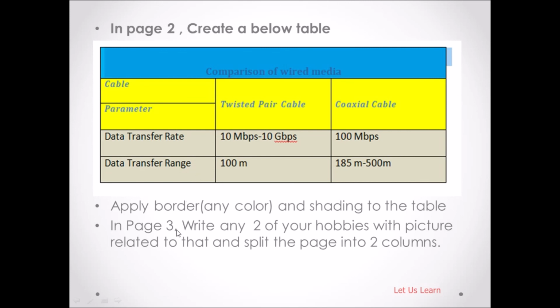Okay, in the third page you have to write any two of your hobbies, and you can insert a picture also in that. After doing that, you have to split the page into two columns. Means, as we discussed the page columns, right? Using that concept, you have to split the page into two columns. So in the single page, your left side will be the first hobby and the right side will be the second hobby information. Anything you can write, it's up to you.